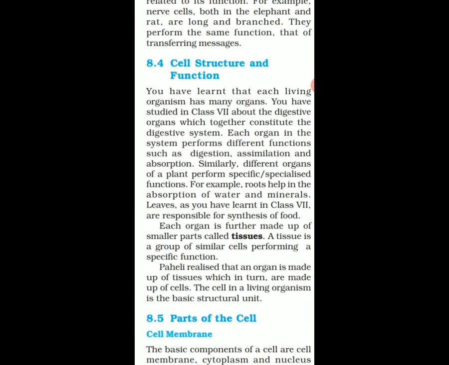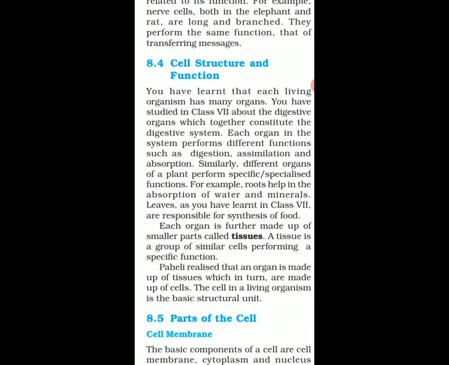You have learned that each living organism has many organs. In class 7th, you have seen about the digestive organs, which combinedly form a digestive system. Each organ has its own function. Similarly, in a plant also, there are different functions for different parts. रूट का अपना काम है, स्टीम का अपना काम है, लीव्स का अपना काम है, देखा था ना?